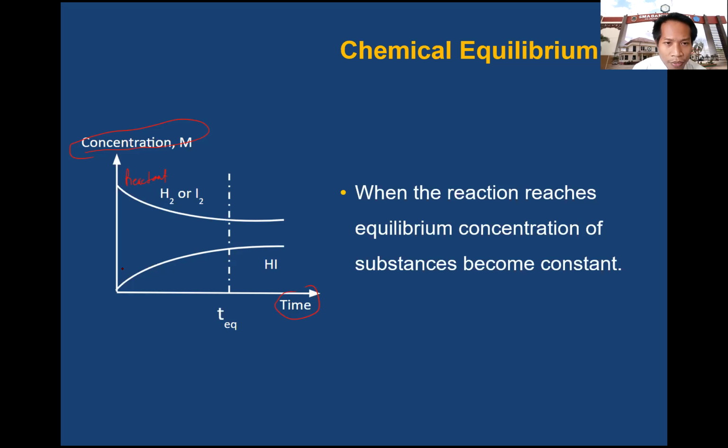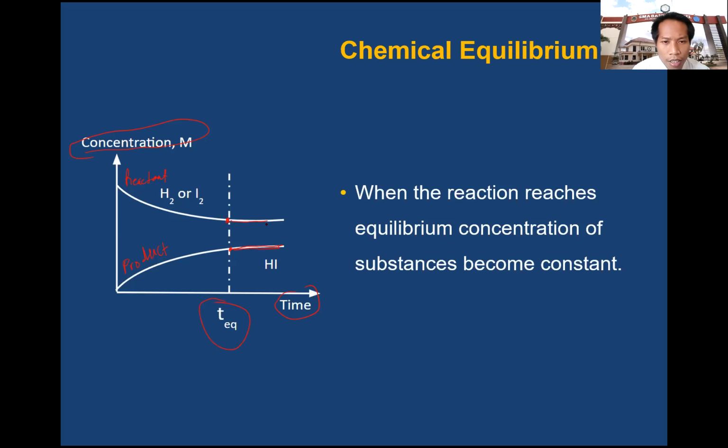And the concentration of the product is increasing in a reaction, isn't it? In a reaction, the concentration of reactant will be decreasing because it goes to the product. And at the same time, the concentration of product is increasing. At one point, which we call the equilibrium point, the concentration of both reactant and product will become constant.